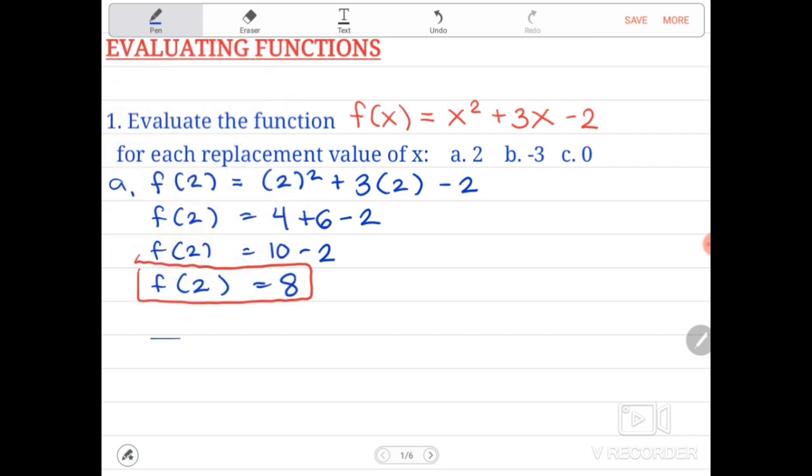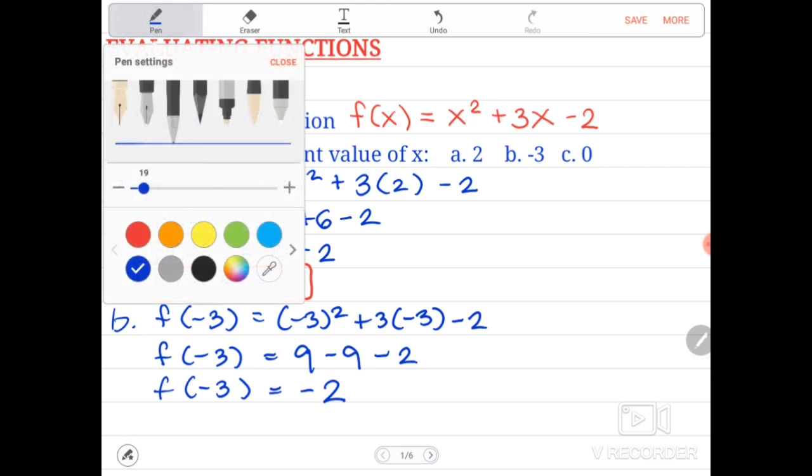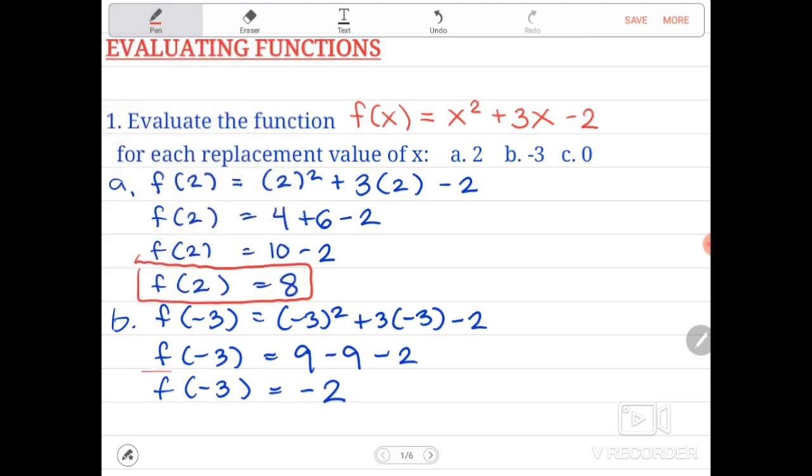Next, letter B. So B, the value is negative 3. So f of negative 3, we will be having negative 3 squared plus 3 times negative 3 minus 2. So f of negative 3 is equal to 9 minus 9 minus 2. Then f of negative 3 is equal to negative 2. So that will be the value of our function f of negative 3.